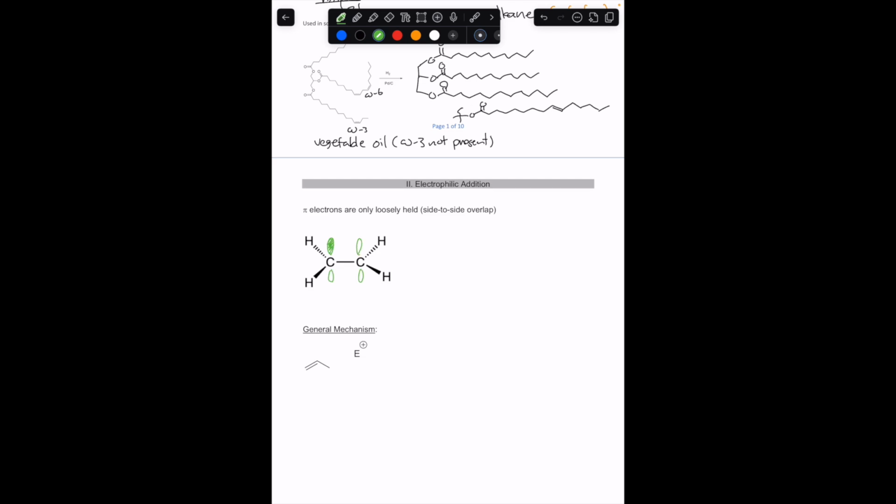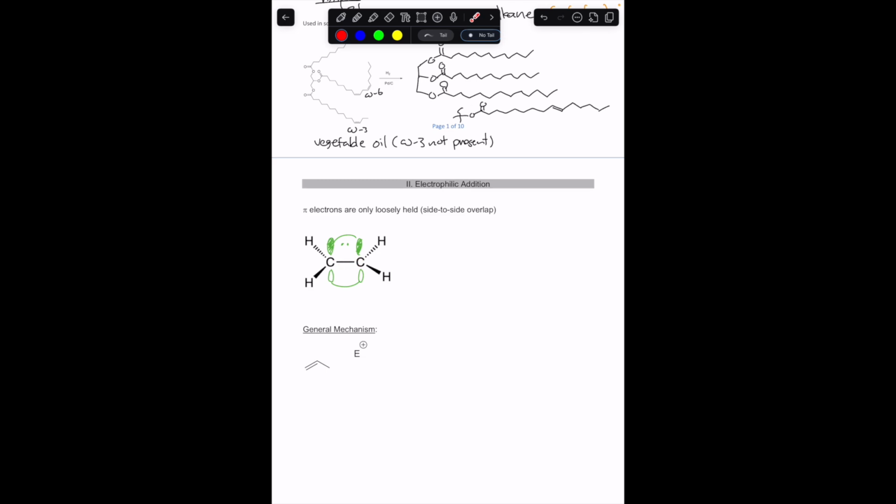Remember that p orbitals have two phases like that, and then there's a side-to-side overlap, and in that side-to-side overlap, they share 2 electrons. That's the pi bond, or the second bond in the double bond, ethylene or alkene, right? Because the pi electrons are shared only between the 2 orbitals, where there's only a loose side-to-side overlap, not like a head-to-head overlap of a sigma bond, right? These electrons are kind of loosely held.